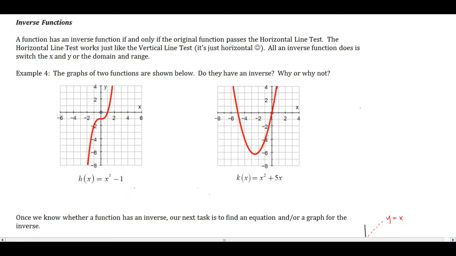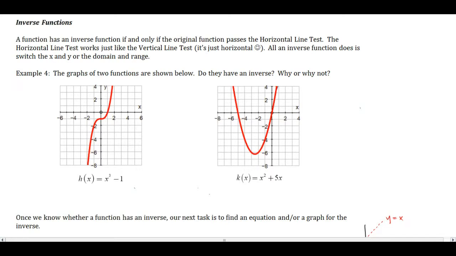Inverses are great. They help us solve lots of things, right? If you're trying to find an x, if you have x squared equals 9 and you want to solve it, you actually use an inverse. Square rooting is the inverse of squaring, right? When you have 5x equals 10 and you want to divide, that's because division is the inverse of multiplication. It helps us solve things. So inverses are very important in the world of math. So let's talk about them.